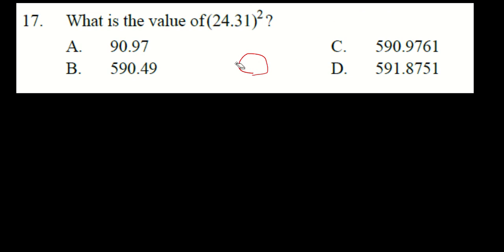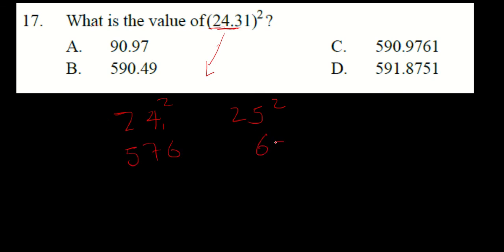Okay. Question number 17, what does it say? What is the value of this number squared? Squaring this number is time-consuming. First of all, 24.31 is found between 24 and 25. The number itself is found between the two. So when you square these two, obviously 24 squared is 576 and 25 squared is 625. So the result must be between these two numbers. So we can cancel answer A immediately because it's a very small number. Logically it doesn't work. The answer must be one of the others.